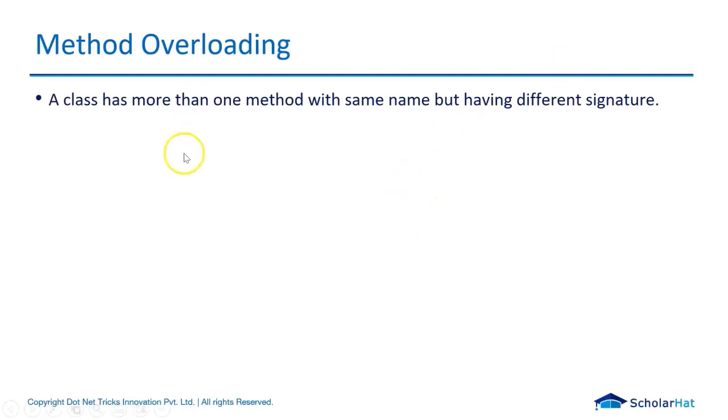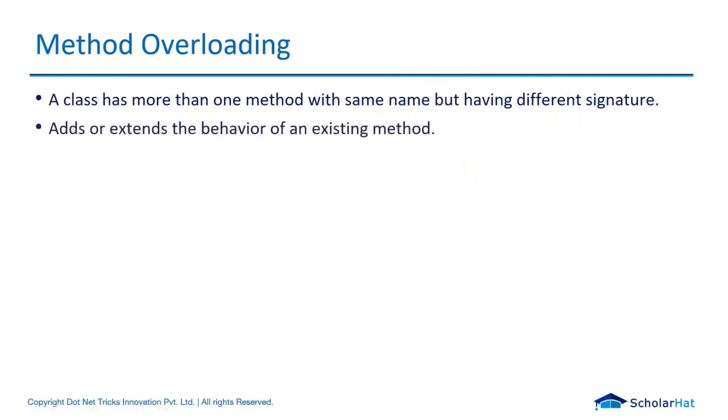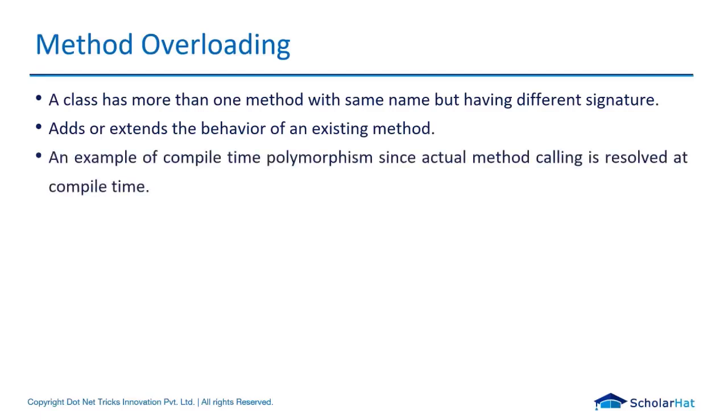Basically, method overloading says that a class can have more than one method with the same name but different function signatures. It means that whatever number of methods you add into one particular class to add on the behaviors of that entity, they should have different arguments passed into the methods. An example of compile time polymorphism, since actual calling is resolved at compile time, that's what we call compile time polymorphism. Considering a class where multiple methods have the same name, it will be difficult for the compiler to distinguish between every method.